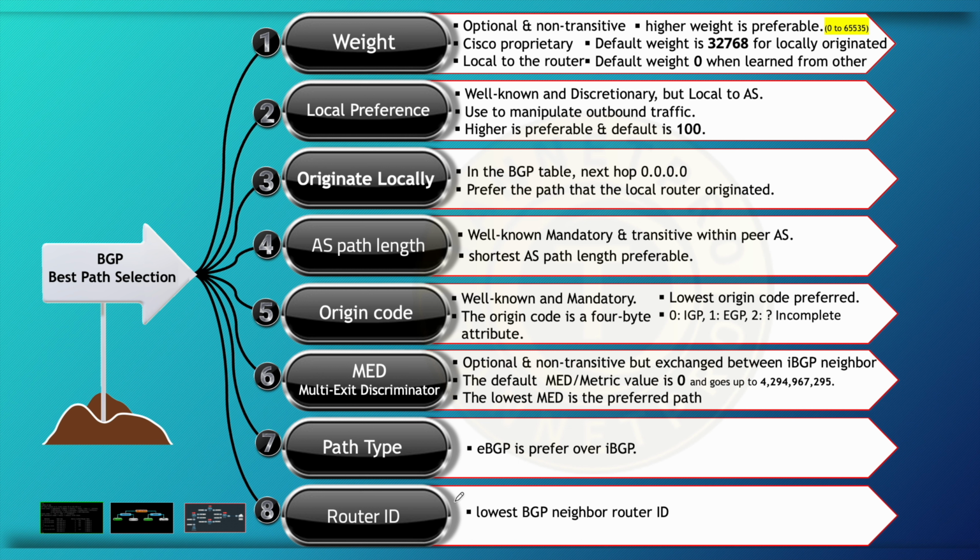And the attributes used to manipulate traffic: weight and local preference manipulate the outbound traffic, and MED and AS path are used to manipulate the inbound traffic. Hope all of this was informative. We understood multiple things in this session.